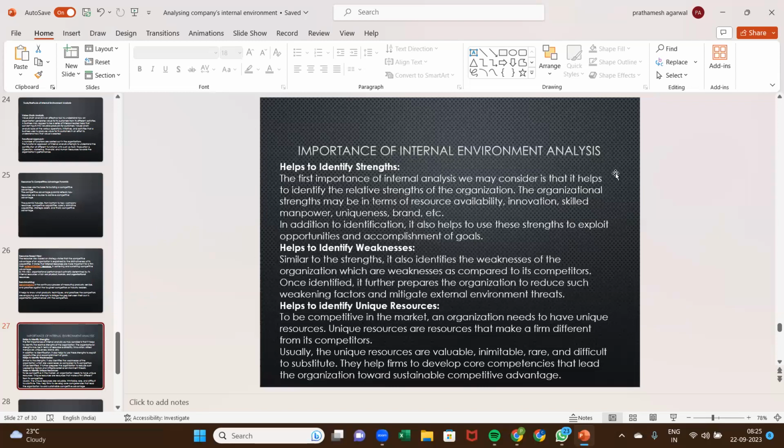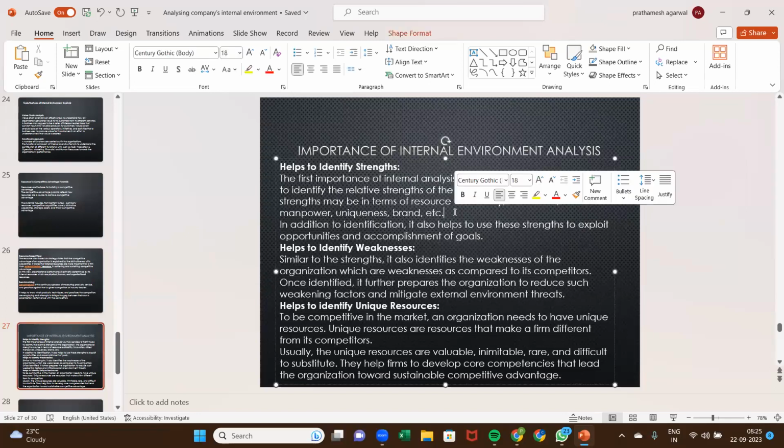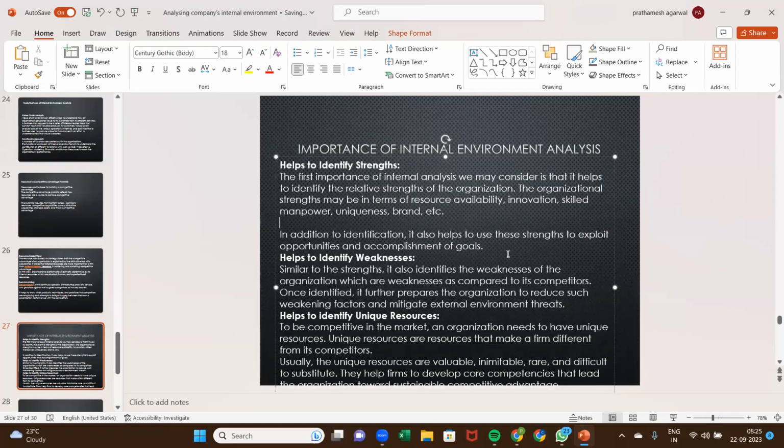Importance of internal environment analysis. It helps to identify the strengths. The first importance of internal analysis we may consider is that it helps to identify the relative strengths of the organization. The organization's strengths may be in terms of resource availability. What are the resources? Resources can be land, capital, machinery, manpower, resource availability, innovation, skilled manpower, uniqueness, and the brand. Now, every company has some uniqueness, meaning something different.